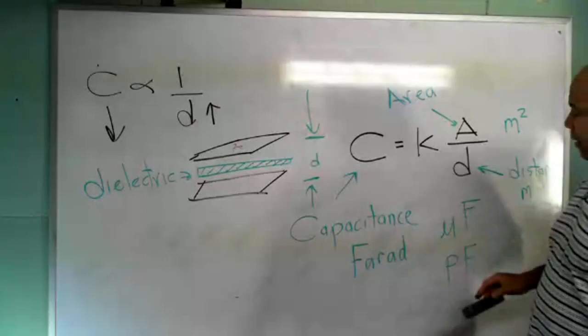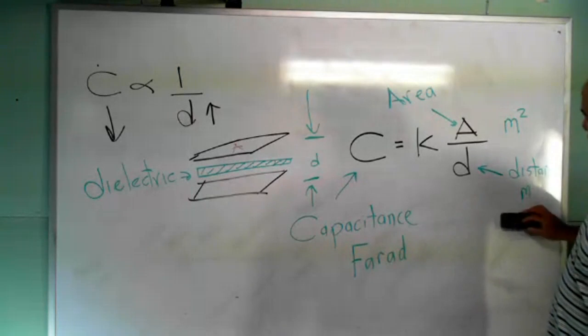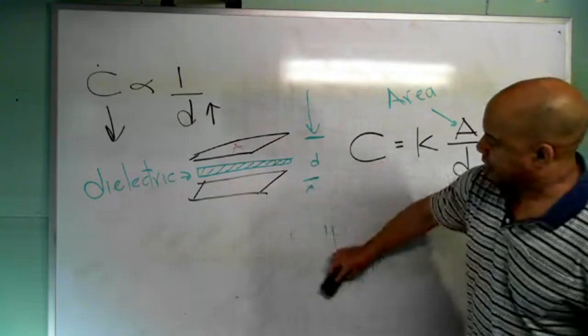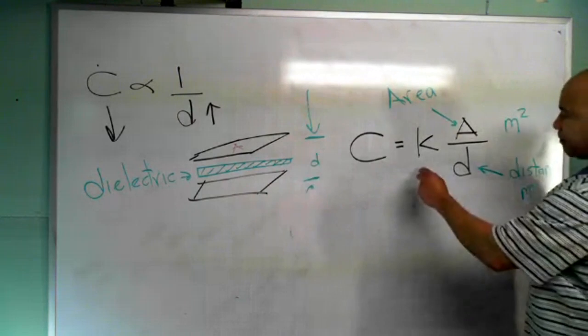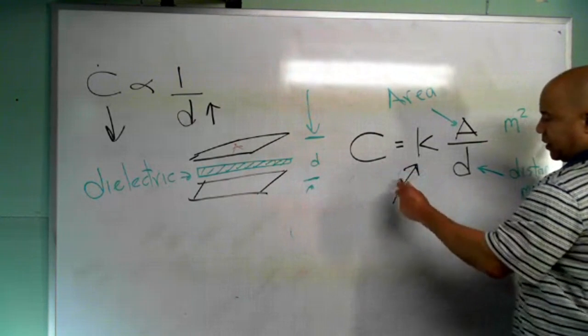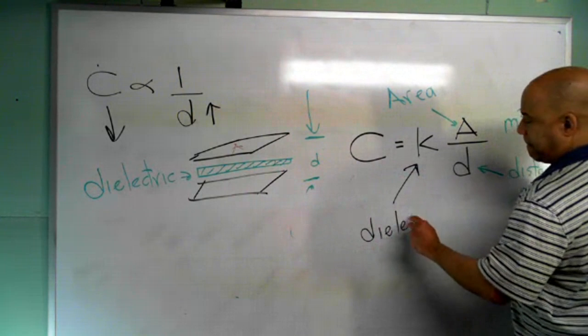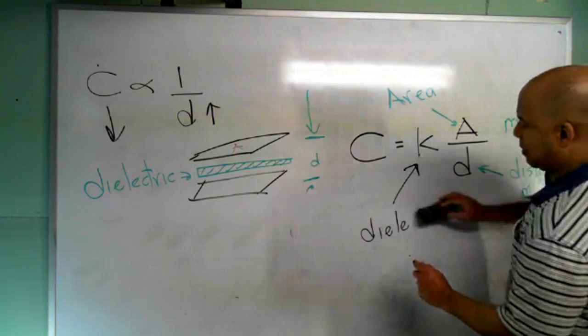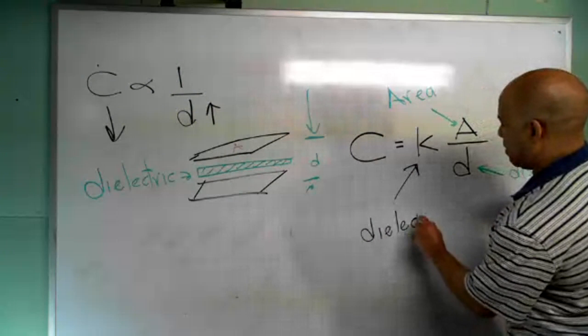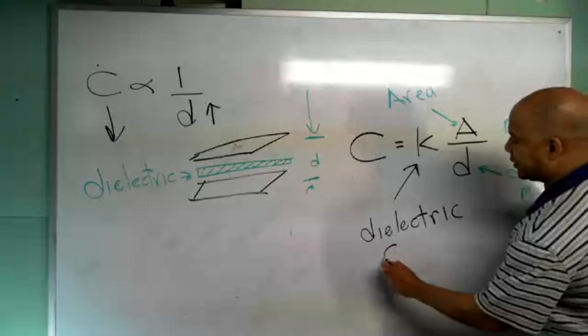Now, this K, let me remove some of this. Let's talk about K. This is called the dielectric constant.